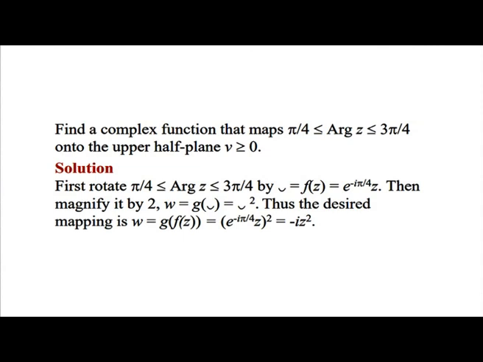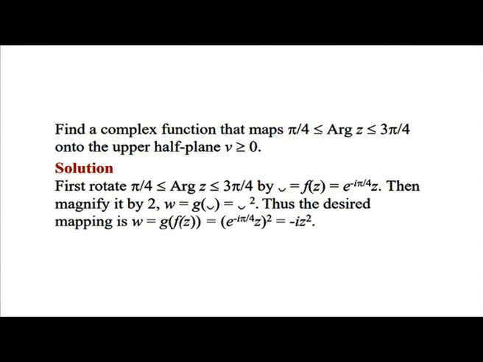Then we magnify it by 2, that is w is equal to g of zeta is zeta square. Thus, the desired mapping is w is equal to g of f of z, that is e raised to minus i pi by 4 z the whole square, that is nothing but minus i into z square.